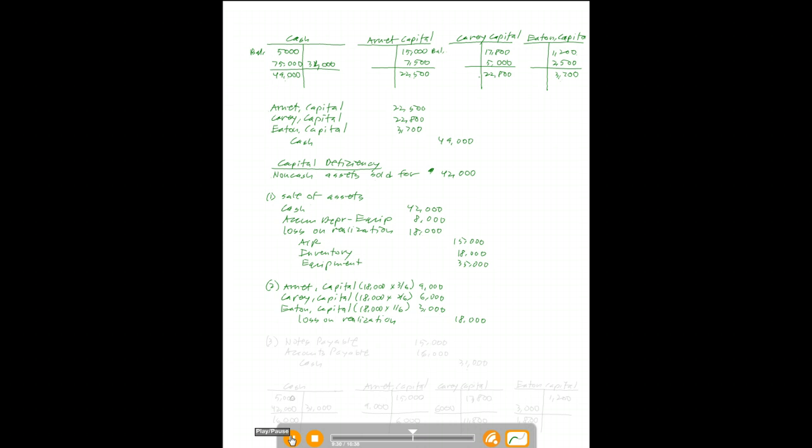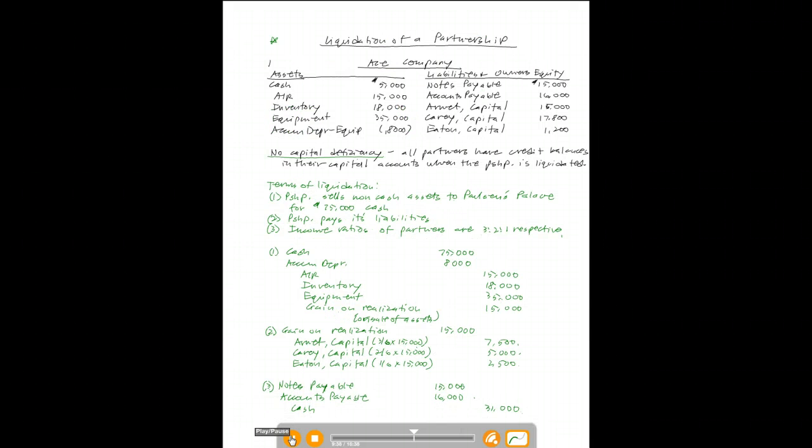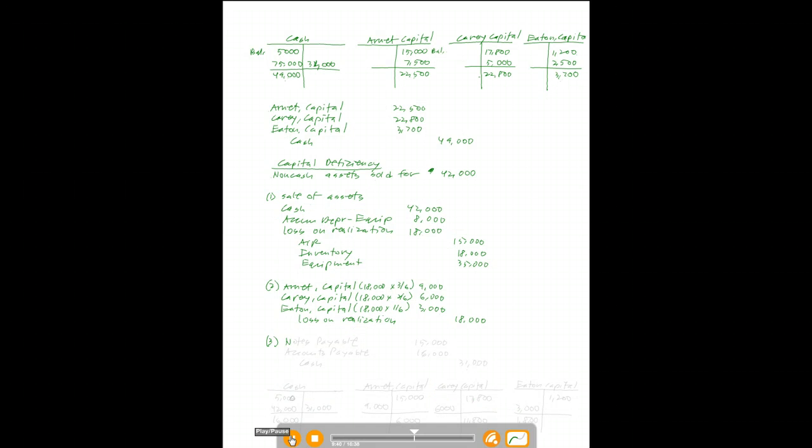Okay, so now, same journal entry as before, when they pay their liabilities, you're going to get rid of the notes payable, debit it by 15,000, debit accounts payable 16, and credit cash for 31,000. So what you'll see is after we post these journal entries, two of the partners are going to have deficiencies.